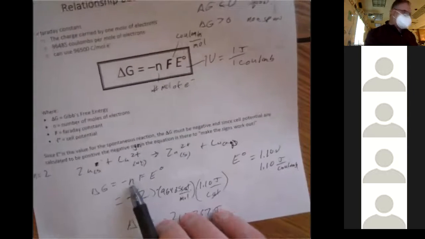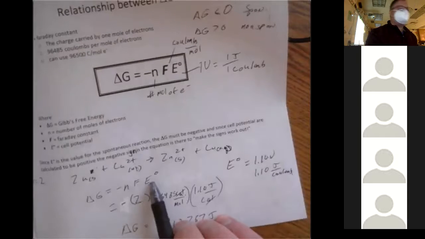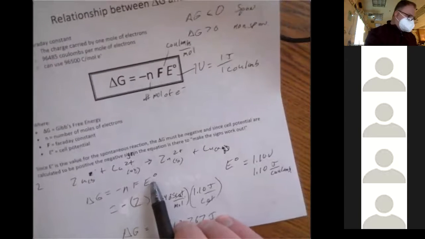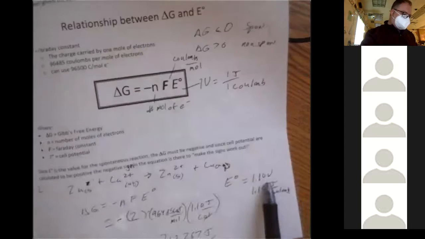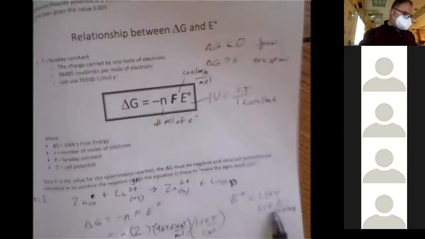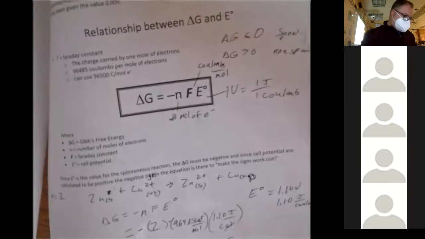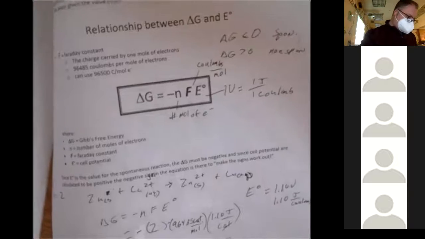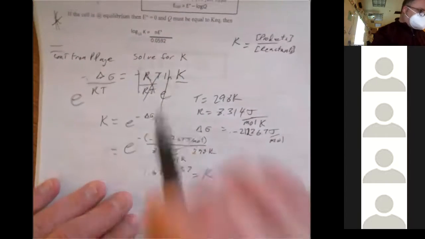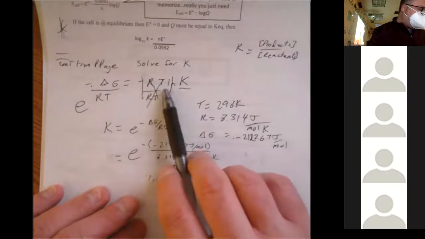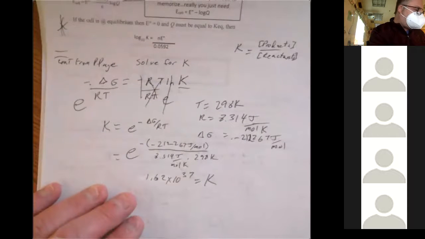Remember, N is the number of moles, F is Faraday's constant, and E is the standard potential of the cell. We found it was 1.10 volts. Remember, 1 volt is 1 joule per coulomb, and basically that's energy per charge. And this delta G is in joules per mole. We then, over here, solved for K using the formula delta G equals negative RT times the natural log of K.